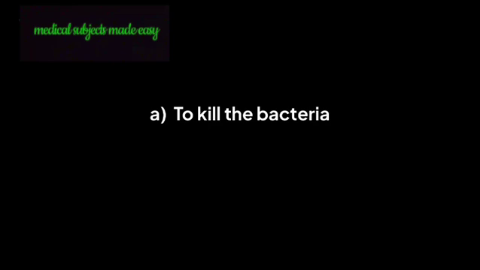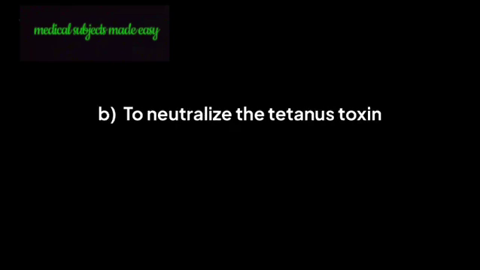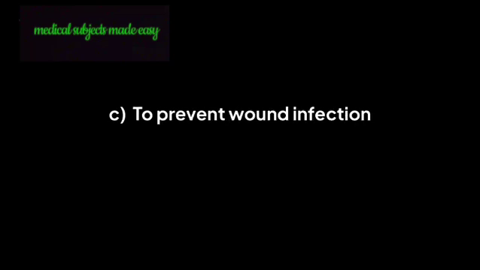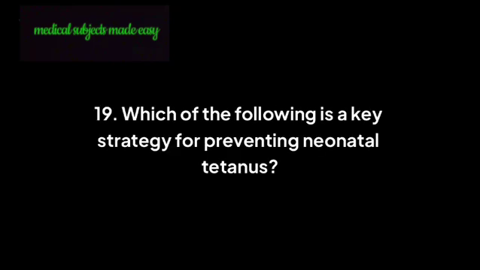Ninth question. Which is the typical incubation period of neonatal tetanus? It is 7 to 10 days. This is the typical incubation period for neonatal tetanus. And 10th question. What is opisthotonus? Opisthotonus is severe muscle spasm causing arching of the back. It is a severe form of muscle spasm associated with tetanus, arching of the back.